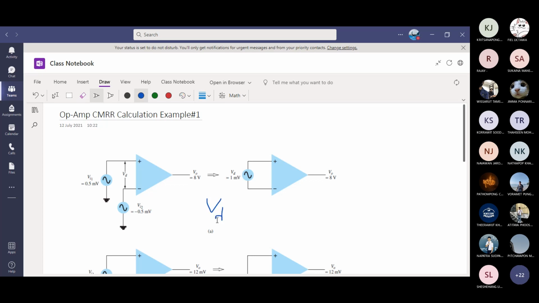How do you calculate VD? VD is V plus, it is always taken from the plus pin, minus the negative pin voltage. So half millivolt minus negative half millivolt, you're going to get 1 millivolt. This is VD, this is V out. This is your input, this is your output. What is the gain in the differential mode? What is AD then?